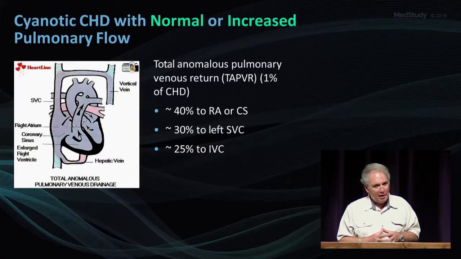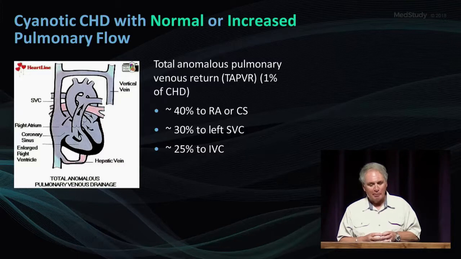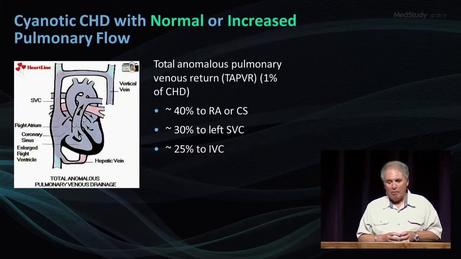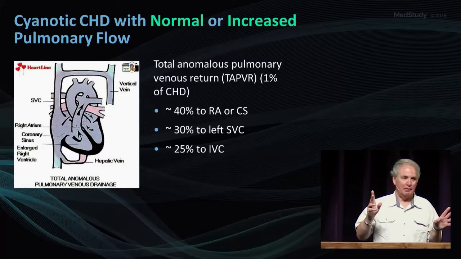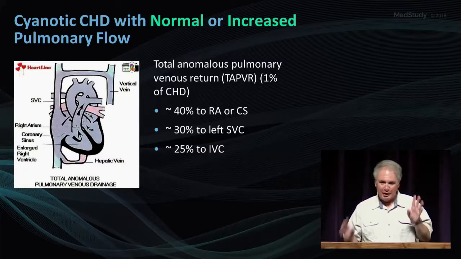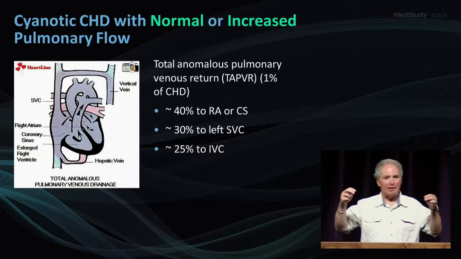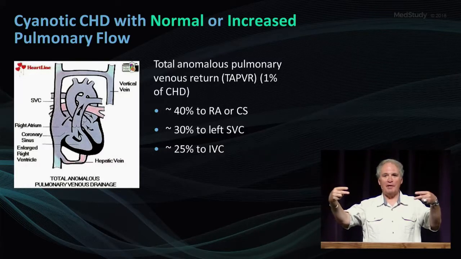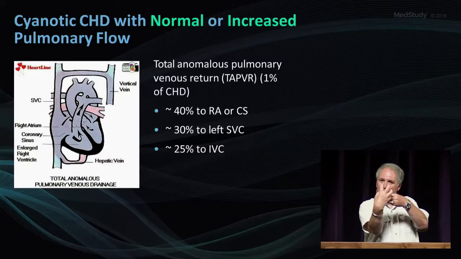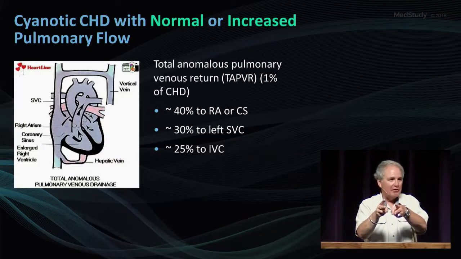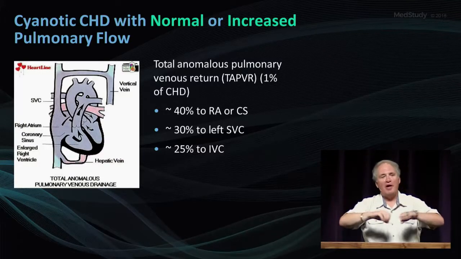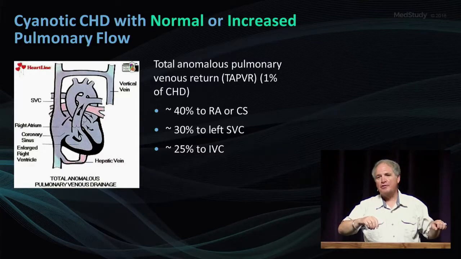Another form of cyanotic heart disease associated with normal or increased pulmonary blood flow is so-called anomalous pulmonary venous return. I'm going to do this real simple, okay? I want to keep your attention here. What's happening here is the pulmonary veins come together right behind the left atrium. See the left atrium? And instead of plugging into the left atrium, they drain somewhere else. They find other venous structures to drain to.